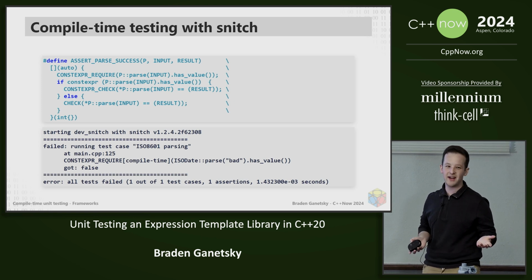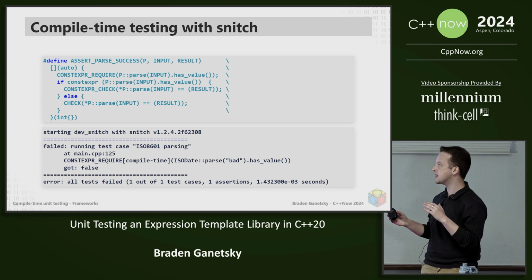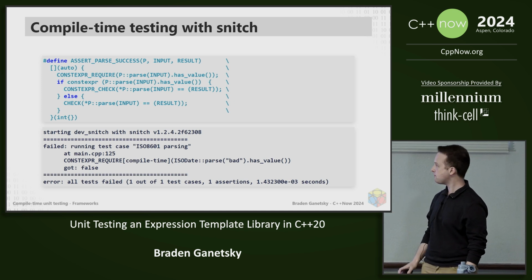Now, I can't actually understand why it's 5. I thought it would be 4. But regardless, it's not 2, and that's what's important. It's checking all the things at compile time and at runtime.